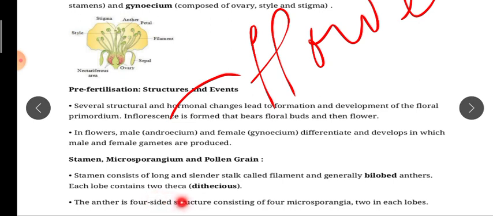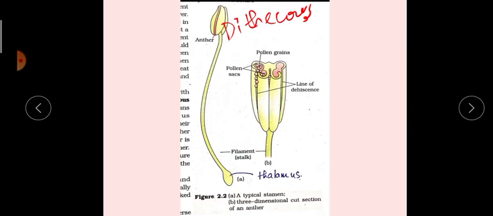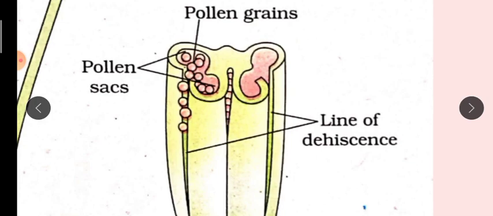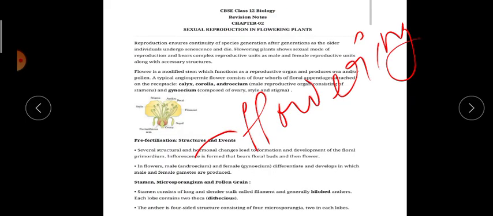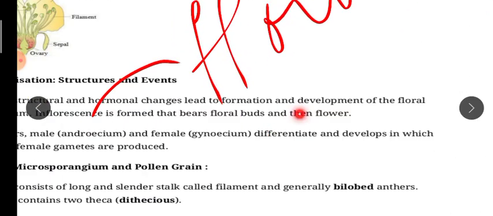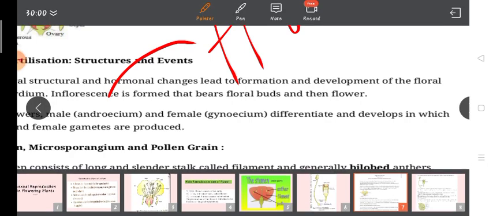The anther is a four-sided structure consisting of 4 microsporangia, each in 2 lobes. Why is it a four-sided structure? You see in this diagram, here 2 lobes are there, but here compartments are 4. In these 4 compartments you will see pollen grains developing. Understood? That's why it is called a four-sided structure, and you will see 4 microsporangia in each lobe.